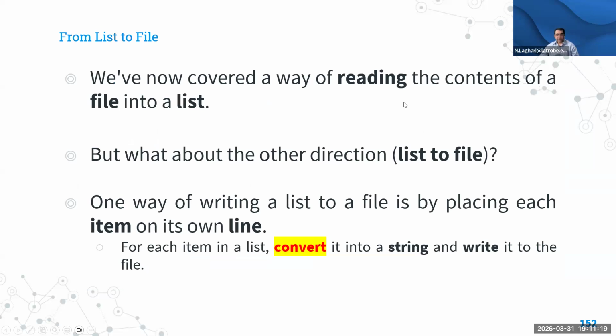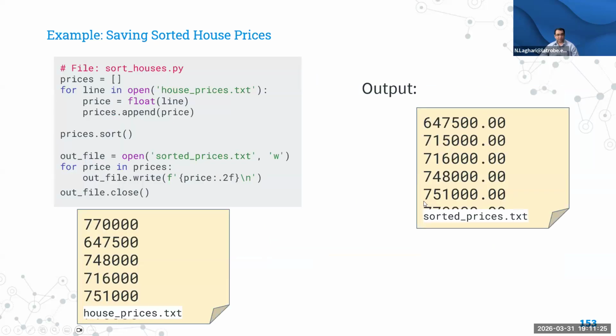Okay, so we have now covered a way of reading the content of a file into a list, but what about the other direction, lists and files? We can use a list when writing the file. So in this example we have prices equals an empty list. Then for line in open, you open a file and read from it, and you sort the prices. Then you want to write the sorted prices to the output file.